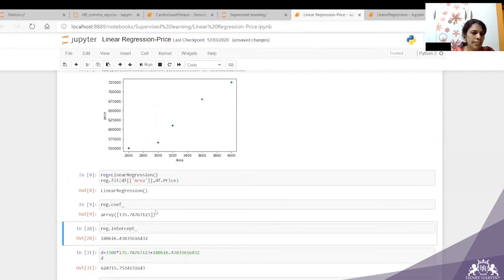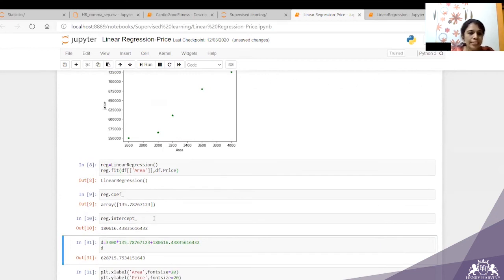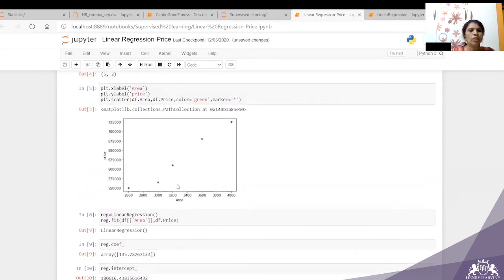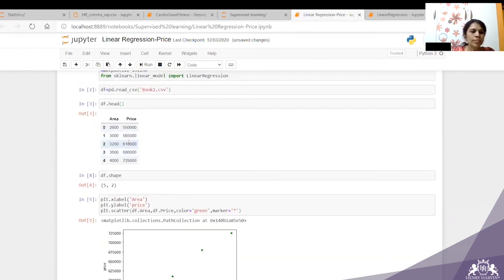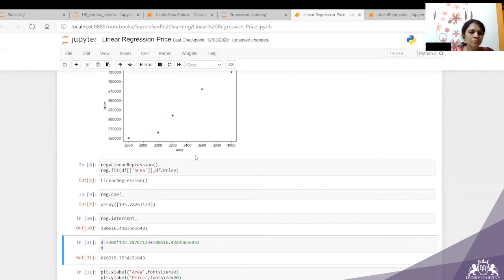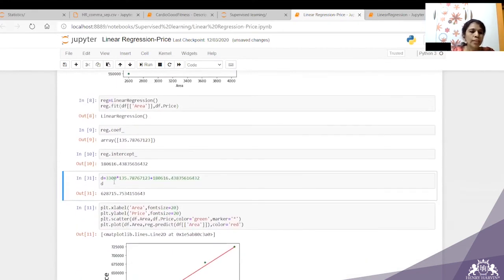Here we can get only one slope, so the answer is 135.7876 something I'm getting. I can get the intercept value also. Now if I want to find out the price for 3,300 square feet, how can I do that? Manually, I can do 3,300 into, y equal to mx plus c, so 3,300 into 135.78767123 plus this is the c value, so that I can get the output of it.